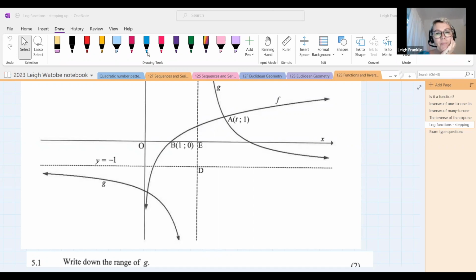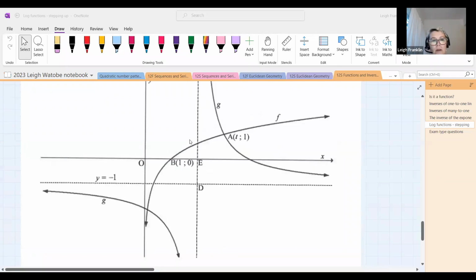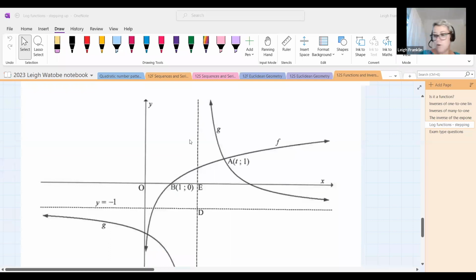Ma'am, can I say that the range is y is greater than -1? That's part of the answer. If you want to say that y is greater than -1, then there's something else that you need to say as well, because that's not the whole story. If you have a look at this, let me just get my highlighter and highlight it here.